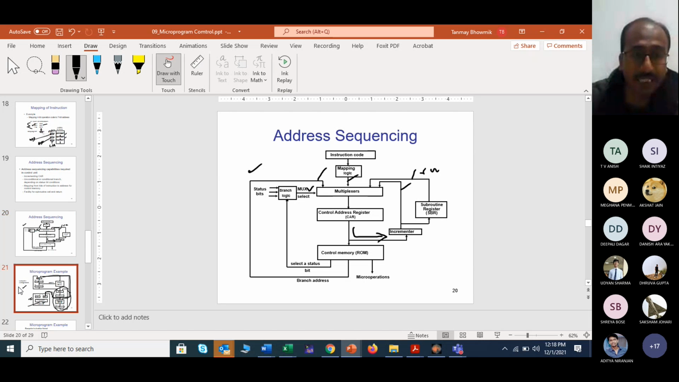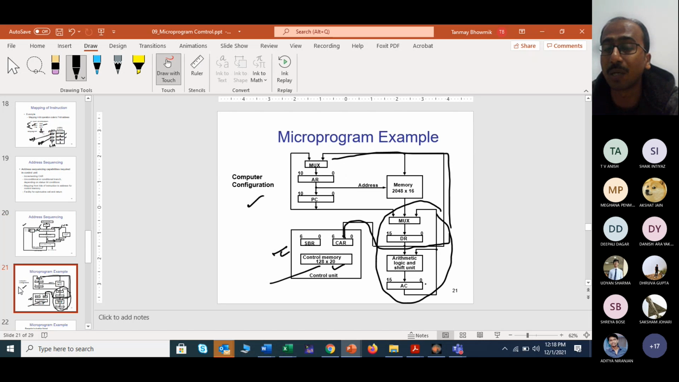Now, if you go further, you get one micro program example, showing how this program is actually executed.